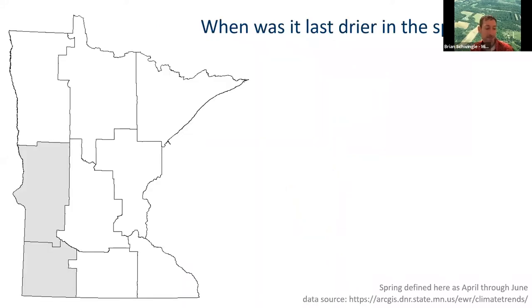But of course, drought is highly variable. I think overall Minnesota received its ninth least amount of rain in the growing season, but it was highly variable, as you saw in that map.